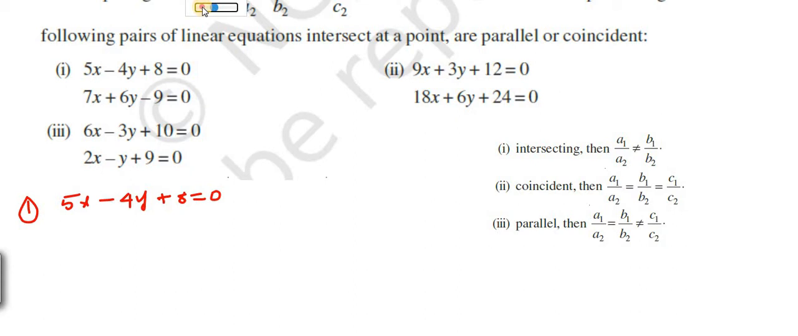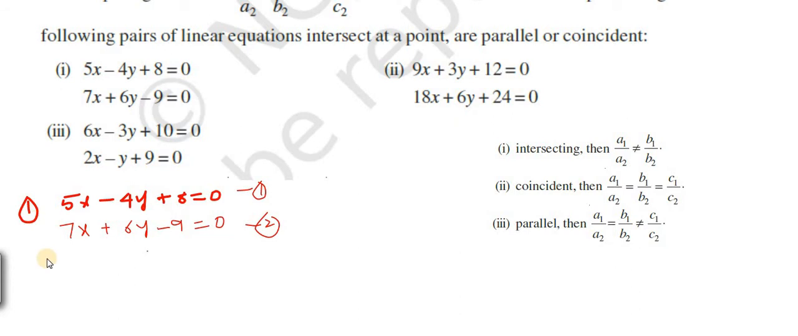So next one, 7x plus 6y minus 9 is equal to 0. Here we need to find a1, b1, c1 first. This is the first equation, right? For us this is the first equation and this is the second equation.